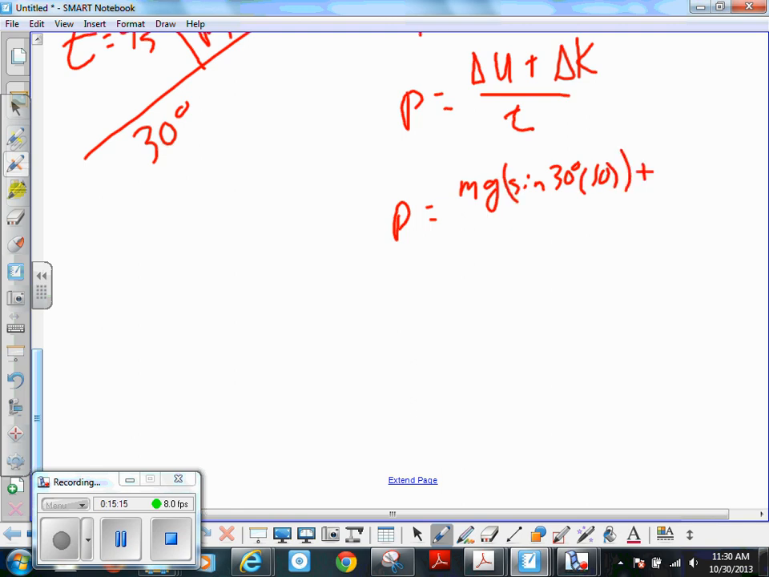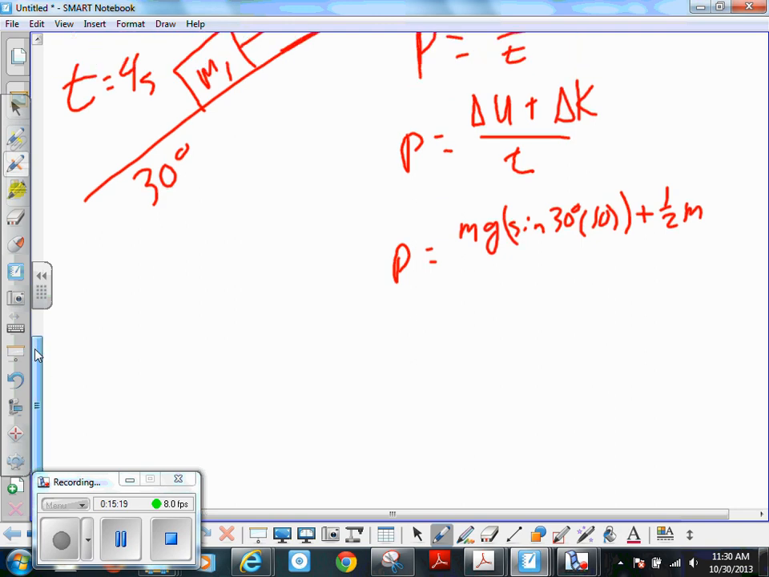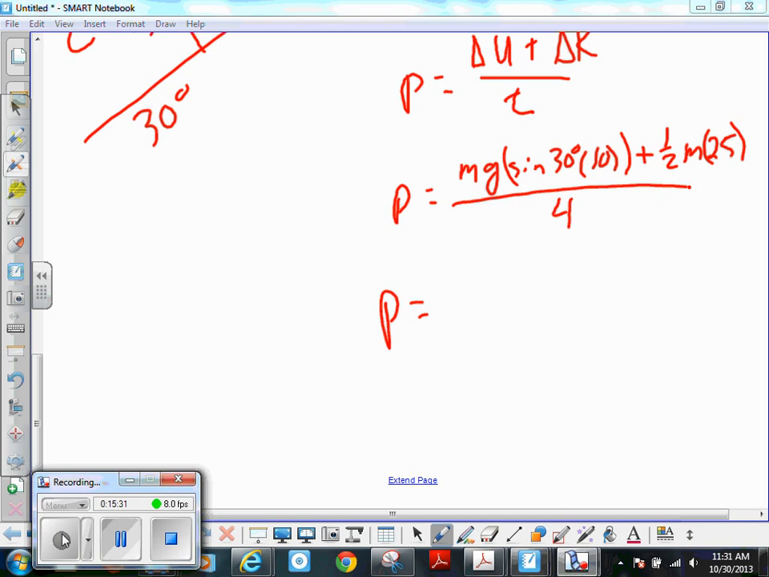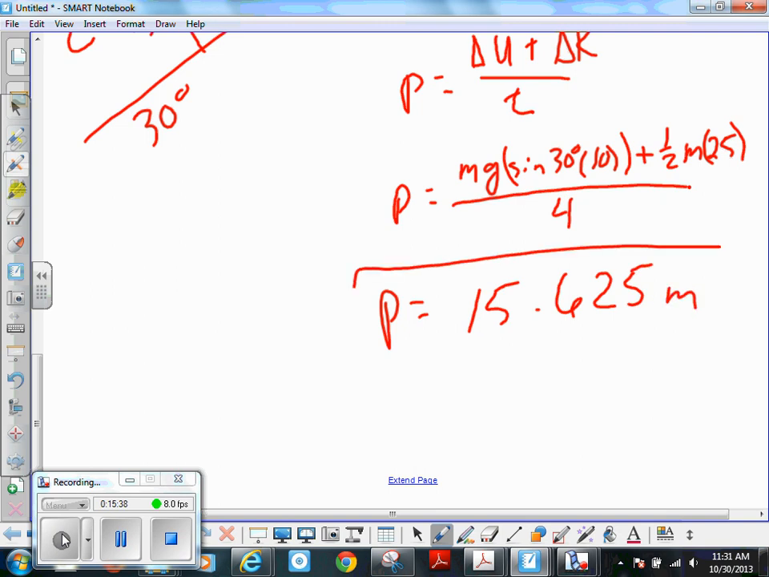plus 1/2 m, and we had a v here, right? Times 25, all divided by 4, and the power of this then is 15.625 m is your power. Okay? So are you understanding this relationship between work, energy, and power?